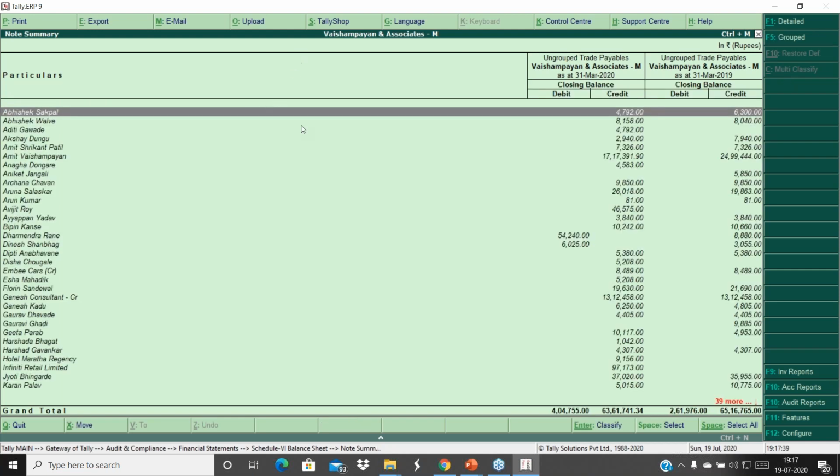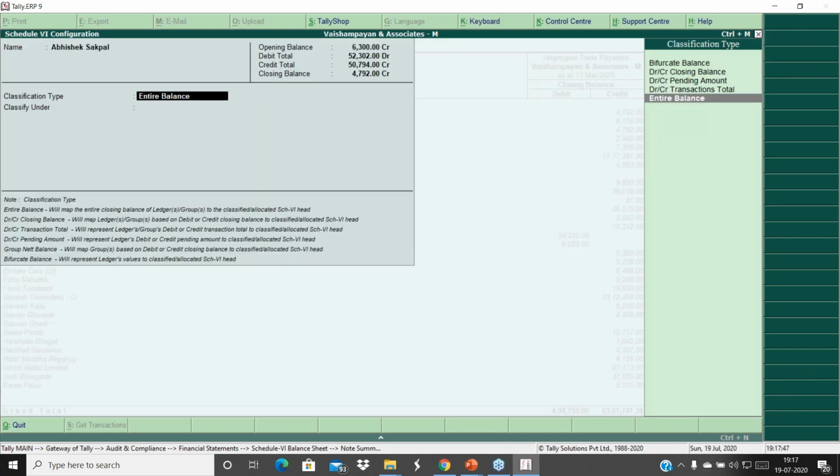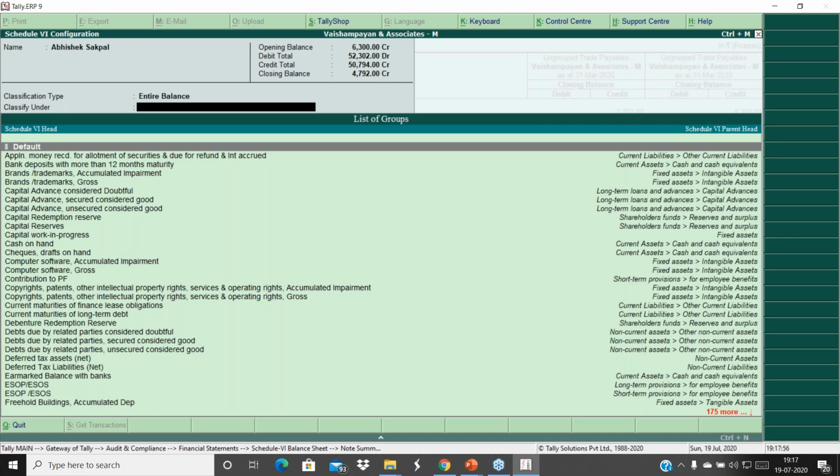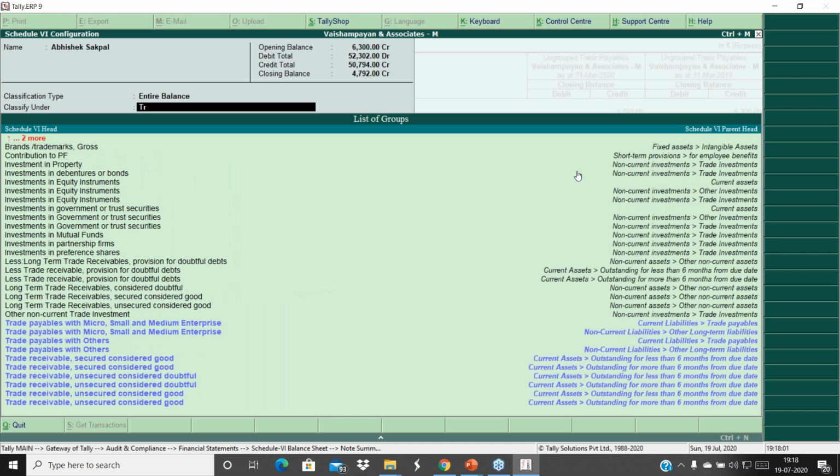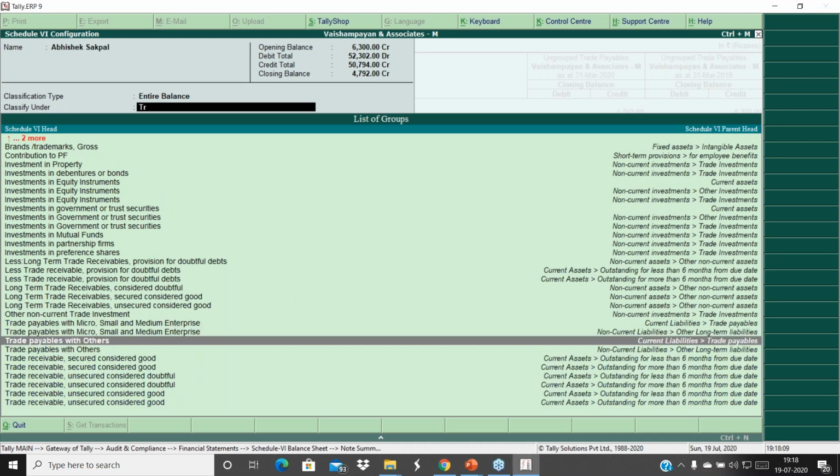Now this is one beauty of Tally. It allows you to edit this particular ledger, either the entire balance or a part of that balance, or bifurcate the balance into whichever type of balance you want it to appear. Say the same way with trade payables. I'm saying trade payables with others, current liabilities, trade payables.